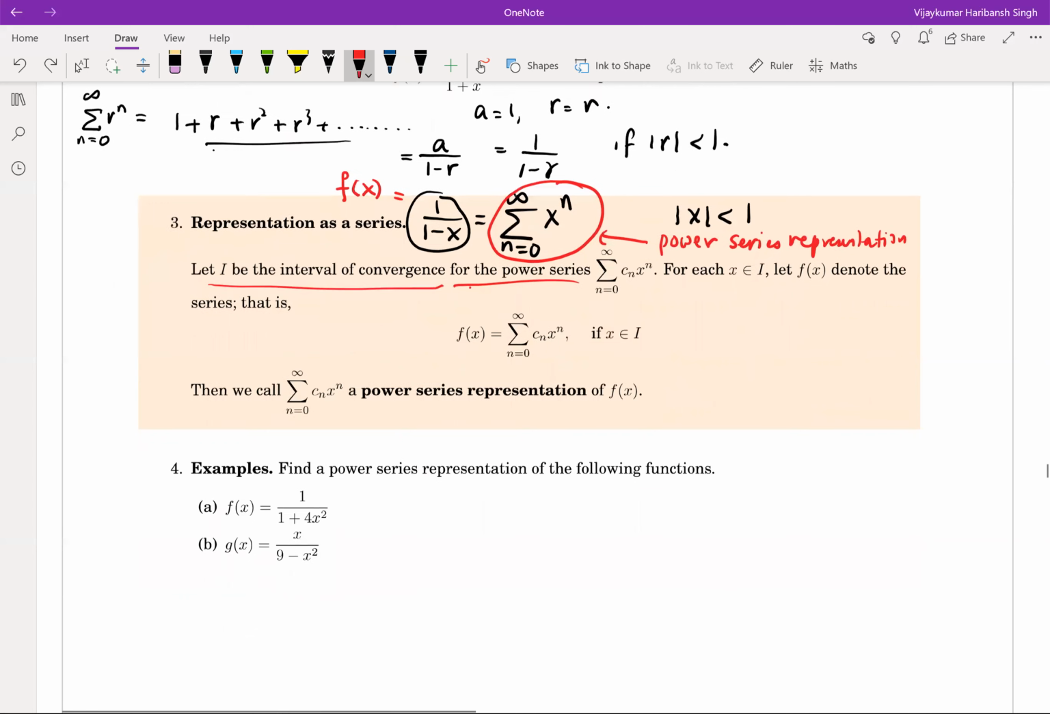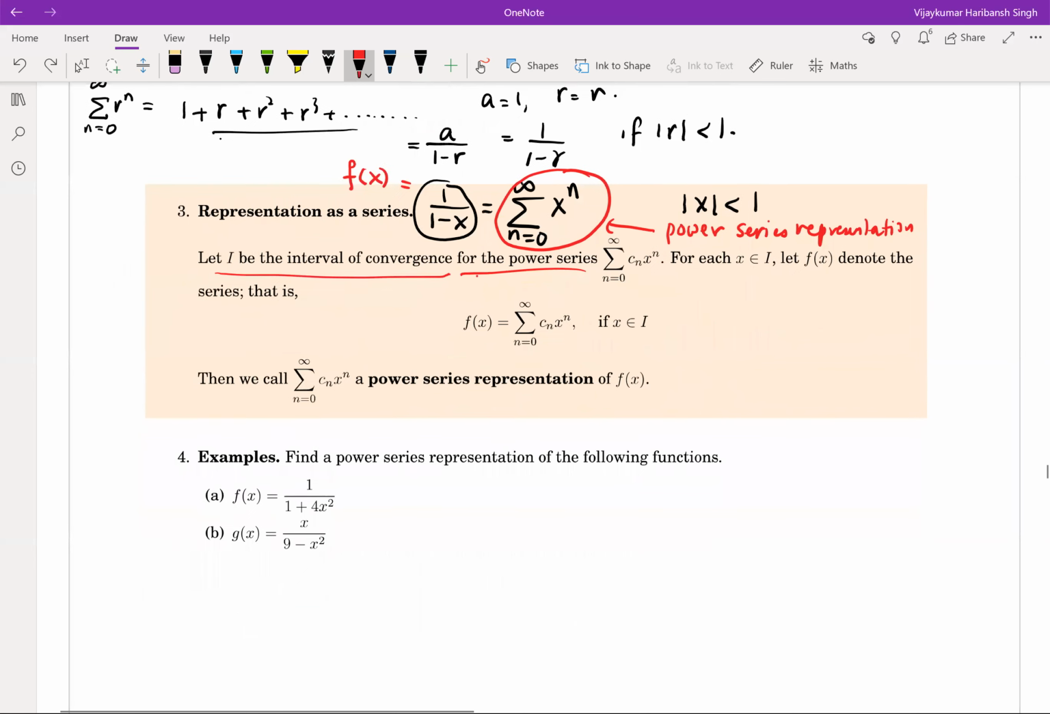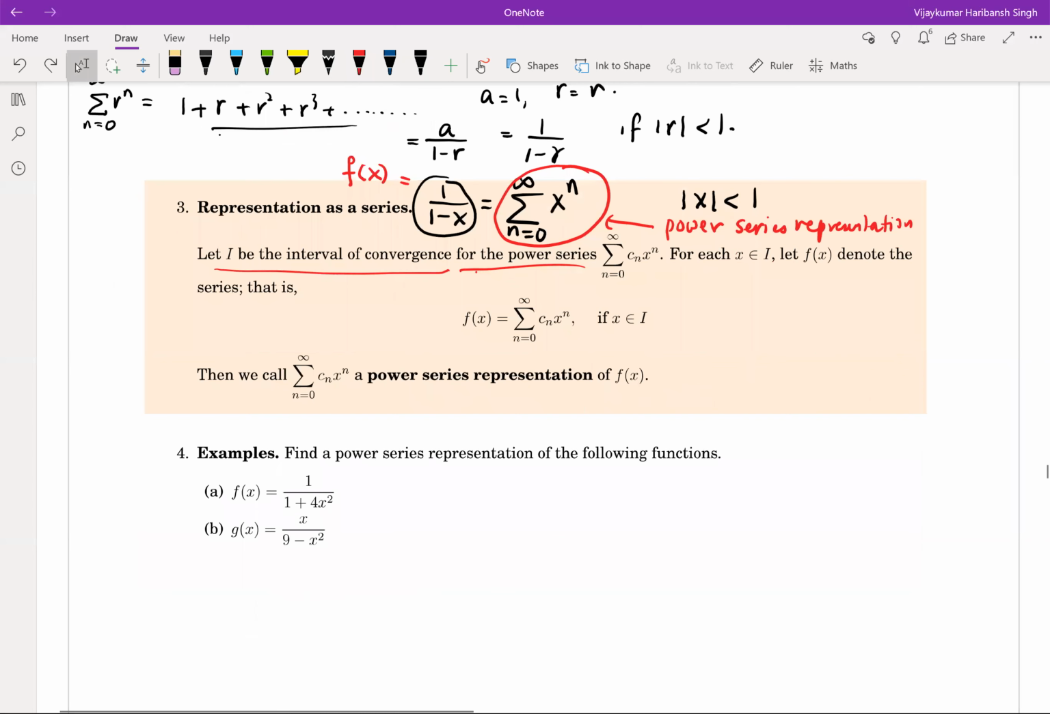So first, let's look at the power series representation of this function here. In this case, we have to build everything out of 1 upon 1 minus x. So we have 1 upon 1 minus x is going to be the summation n equals 0 to infinity x to the power n, right?